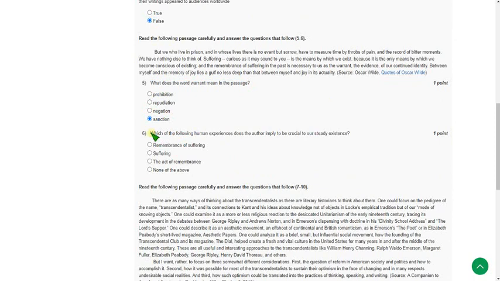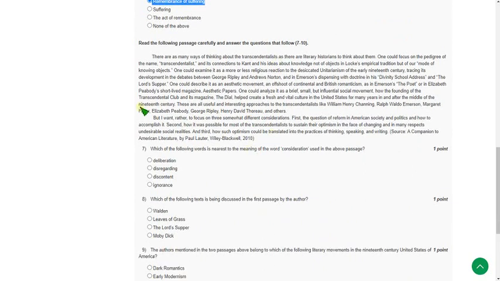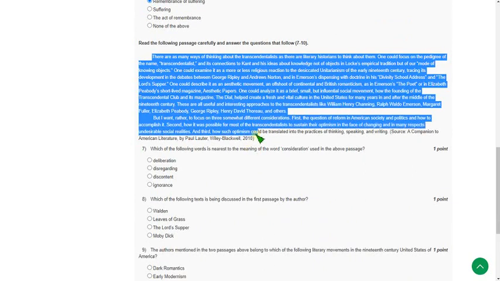The sixth one, which of the following human experiences does the author imply to be crucial to our steady existence? So the sixth question answer is the first option, remembrance of suffering. And from the seventh to the last question, this is the passage.